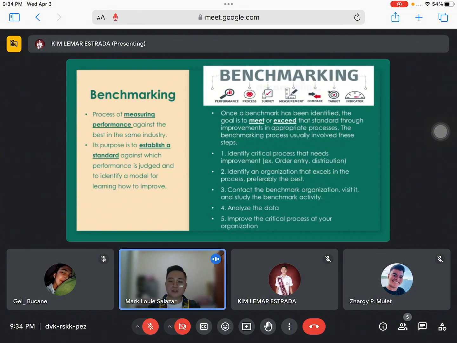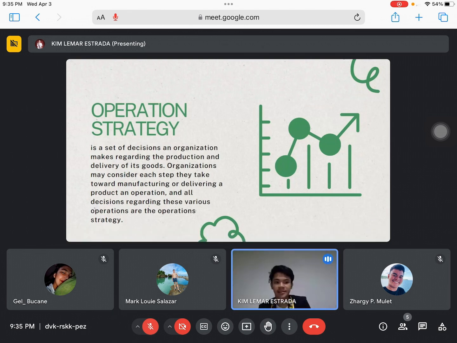So the last one is benchmarking. It is a process of measuring performance against the best in the same industry. Its purpose is to establish a standard against which performance is judged and to identify a model for learning how to improve. Then benchmarking is a powerful tool for organizations seeking to enhance their performance, drive innovation, and maintain competitiveness in today's dynamic business environment. So lastly is the operation strategy.